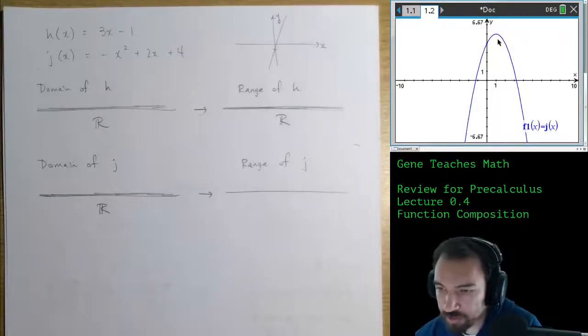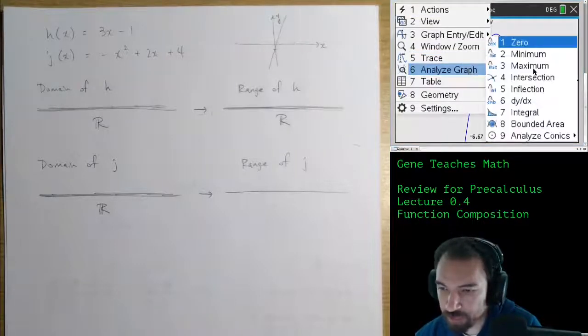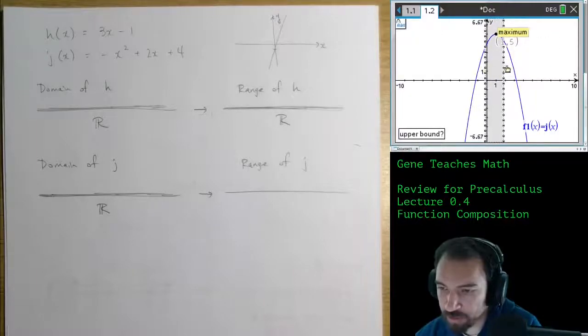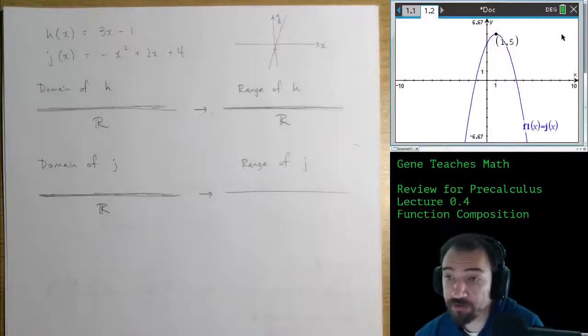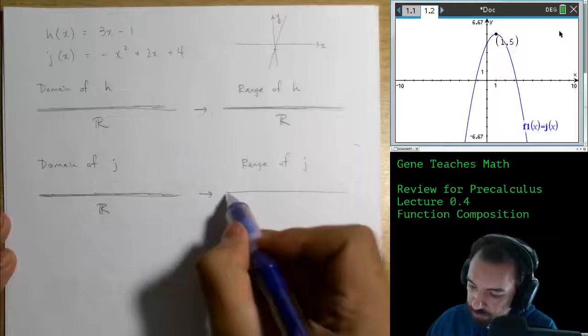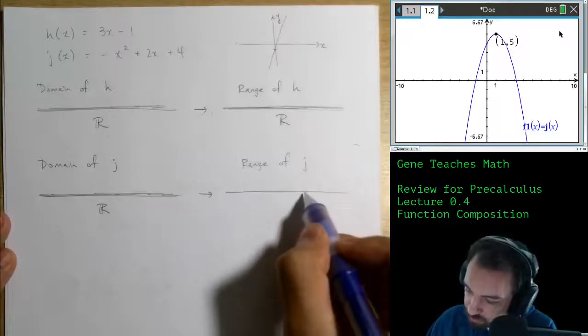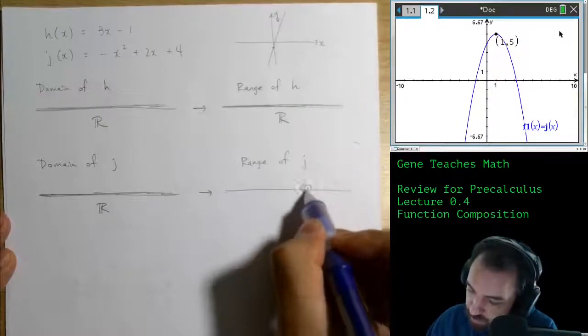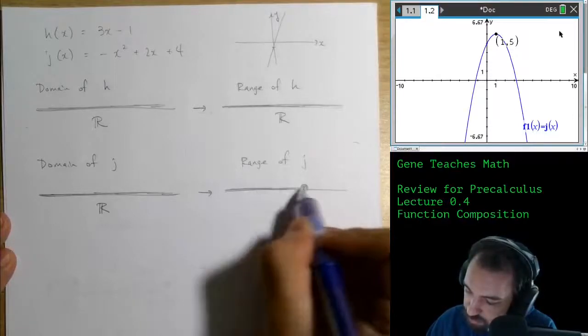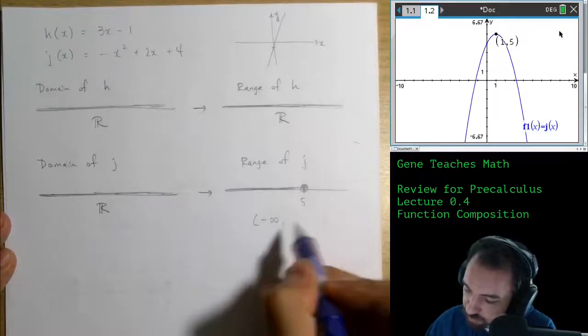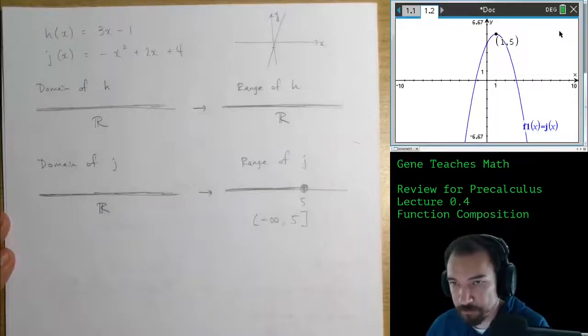So I can understand this top value right here. If there's any doubt in my mind, I will do an analyze graph, find the maximum, from there to there, and I understand the y value is 5. So the range is going to be from negative infinity up to 5, and it's going to include 5. I can write this as an interval, negative infinity comma 5, if I desire.